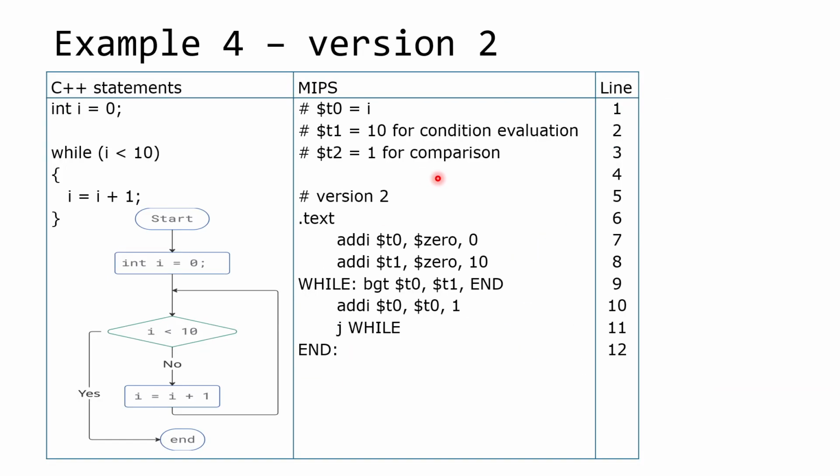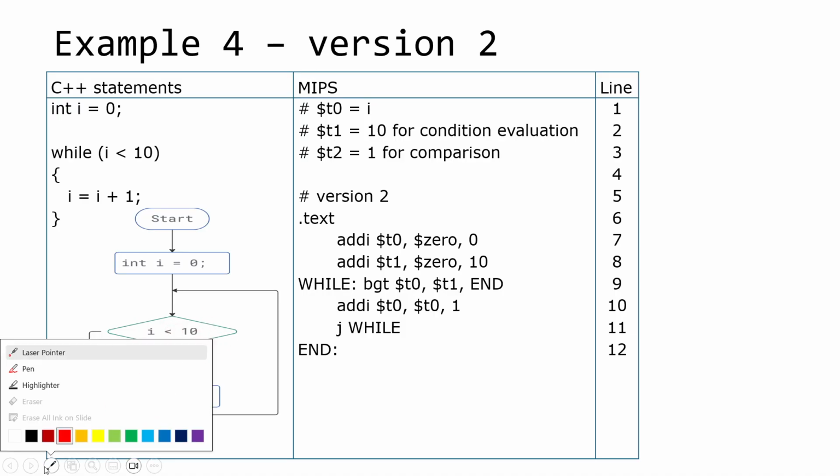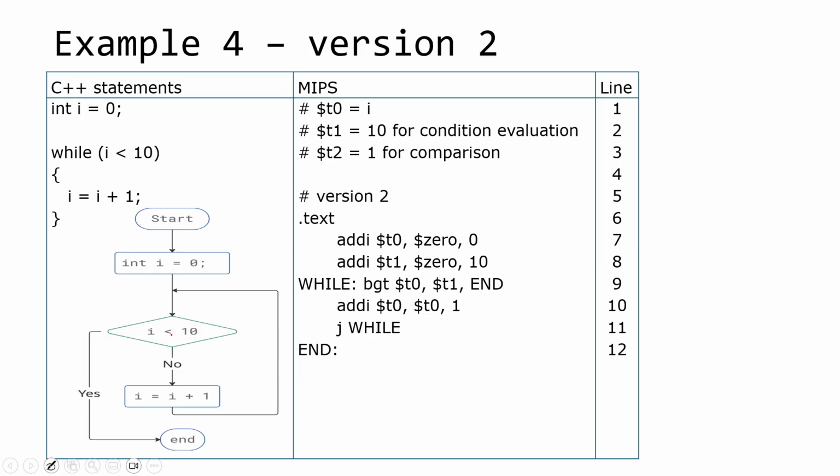Now, another version is that we use the command BGT. BGT is a pseudo instruction. Here we will use BGT, branch greater than, T0 greater than T1. In this case, we will check, please correct this command, if I is less than 10, now it should be yes.